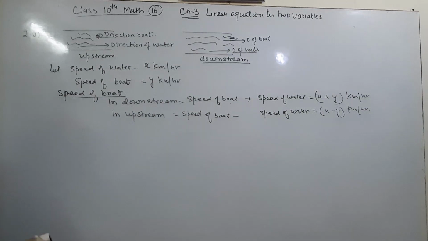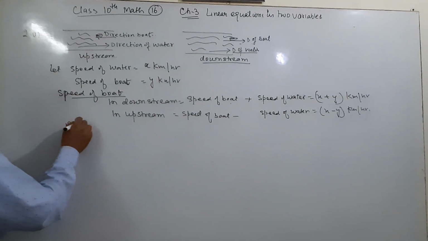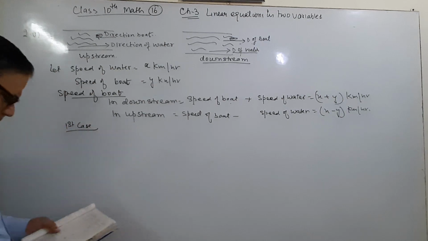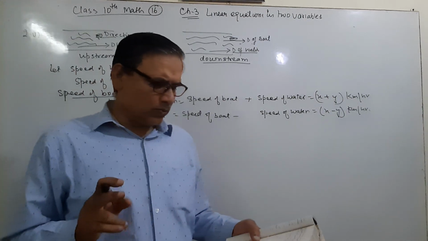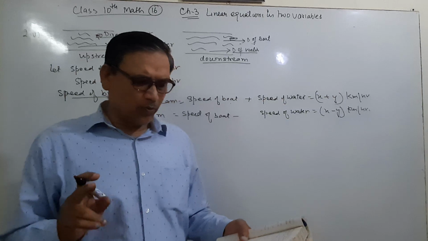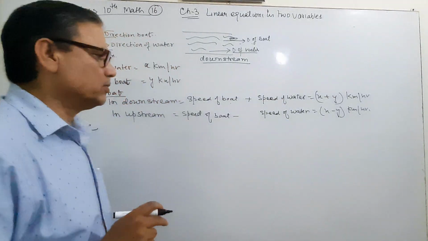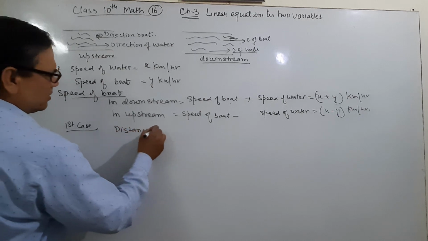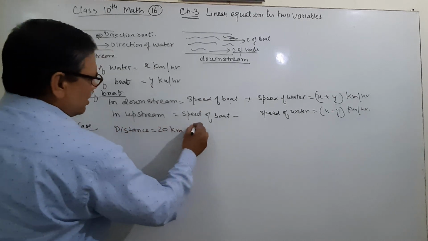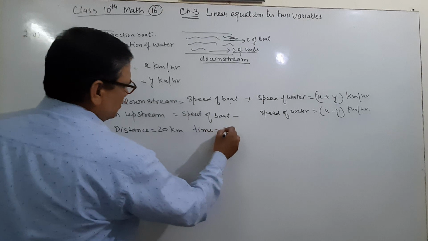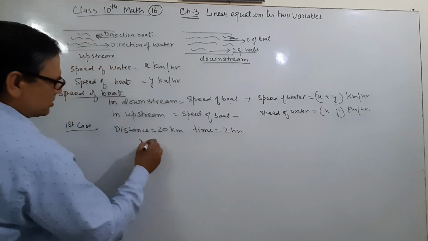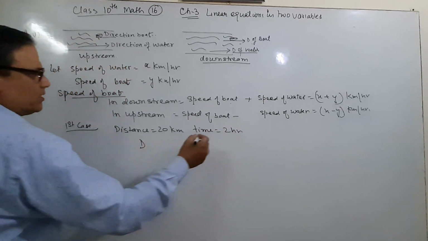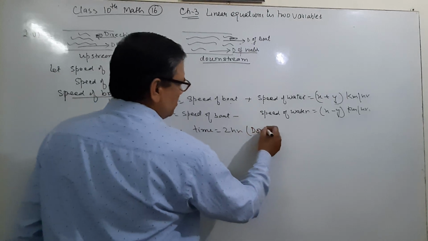And then we know the distance. What is the first case? Ritu can row downstream 20 kilometer in 2 hours. So distance is 20 kilometer and time is 2 hours. That means the first case is in downstream.